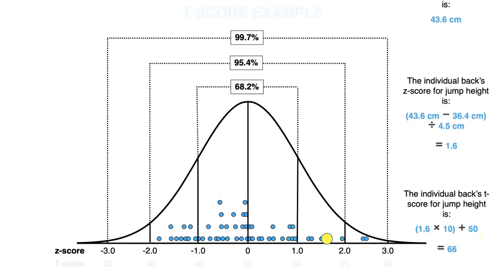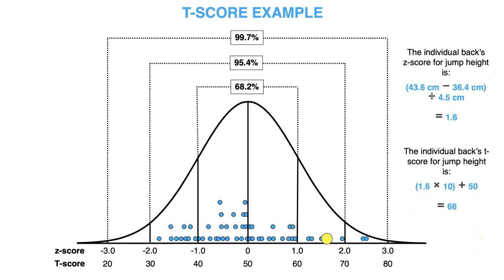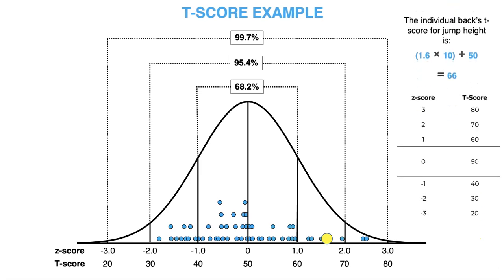So an alternative approach to this is to calculate a modified t-score, and that can be done again with the numbers shown in blue there, where we take the z-score, multiply it by 10, and then we add 50 to the answer. So in this example, that previously mentioned z-score of 1.6 would equal a score of 66.